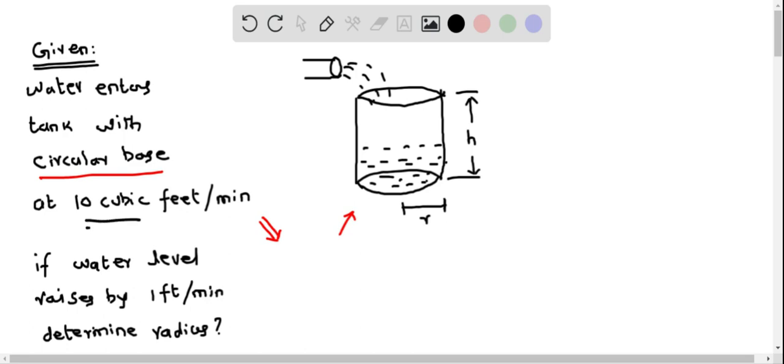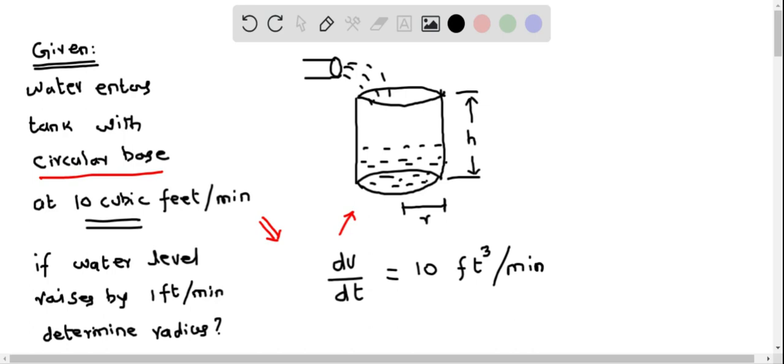So this information is: water enters the tank, which means the volume of the water keeps increasing. So basically, they have given the rate of change of volume, which can be written as dV by dt. So this is given as 10 cubic feet per minute. So I can put this as 10 feet cubed per minute.